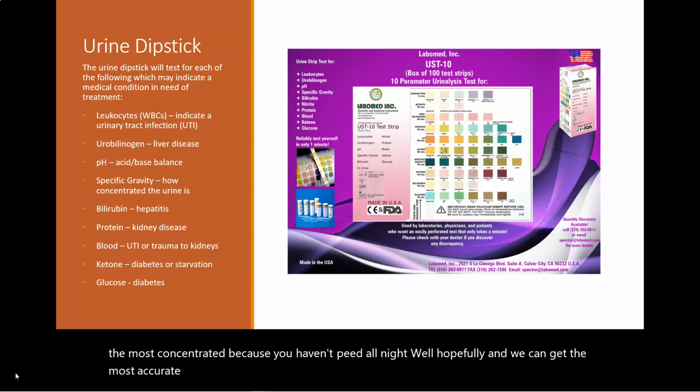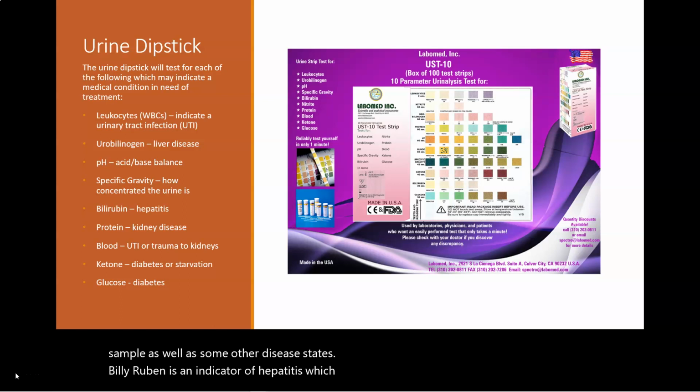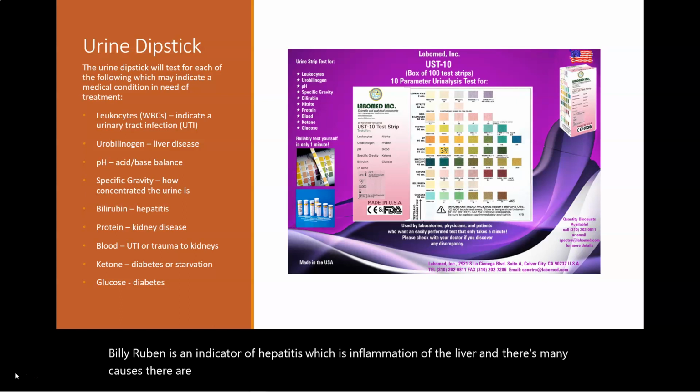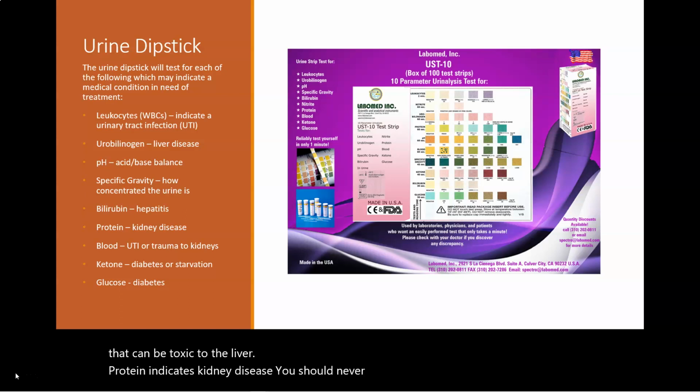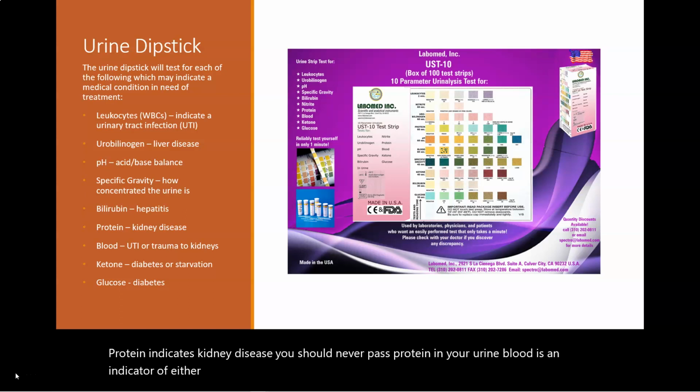So the specific gravity is important to determine if we have a quality sample, as well as some other disease states. Bilirubin is an indicator of hepatitis, which is inflammation of the liver, and there's many causes. There are diseases like hepatitis B, but there's sometimes drugs and other situations that can be toxic to the liver. Protein indicates kidney disease. You should never pass protein in your urine. Blood is an indicator of either a UTI or trauma to the kidneys.